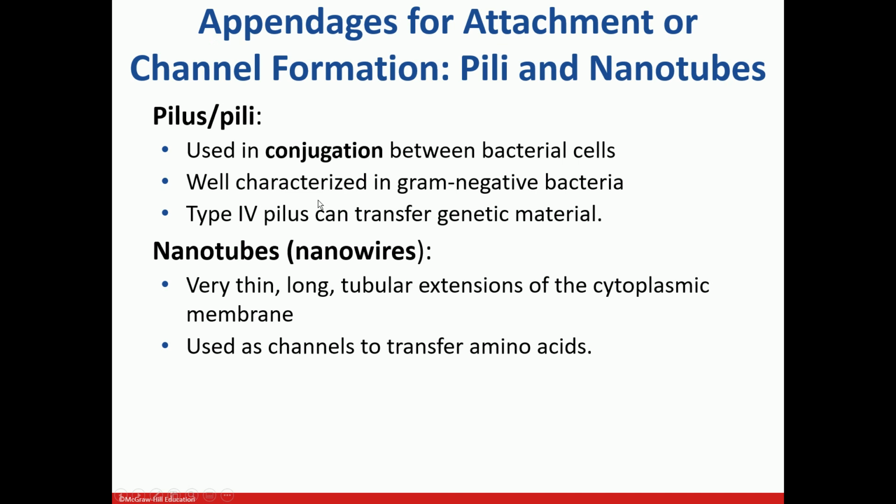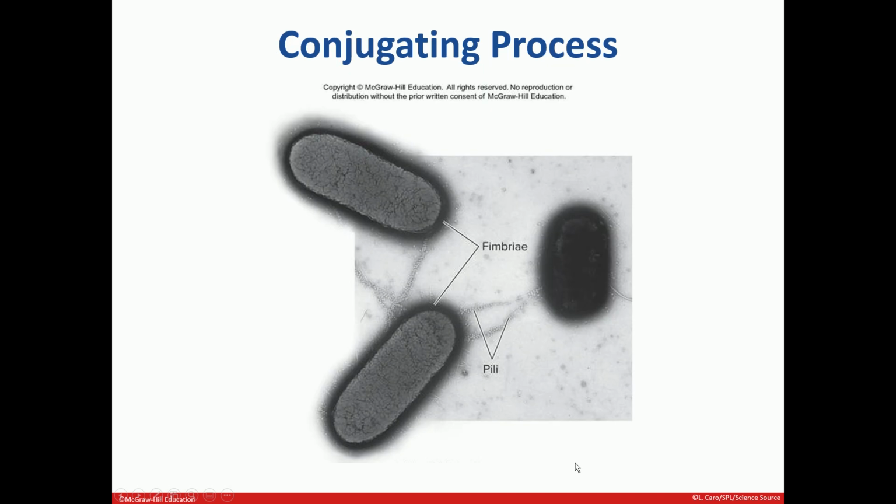Now, as I said, pili and pilus are used in conjugation. The two bacterial cells conjugate with the help of these structures, and they can exchange genetic material. Nanotubes and nanowires are basically extensions of the cytoplasmic membrane, and they are used as a channel to transfer amino acids, which are a kind of nutrient.